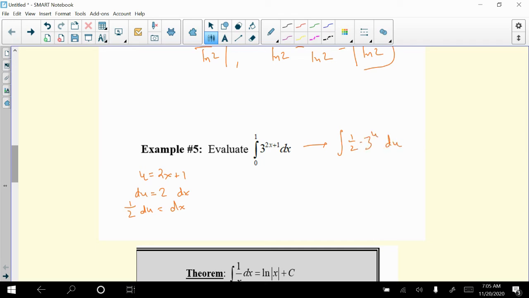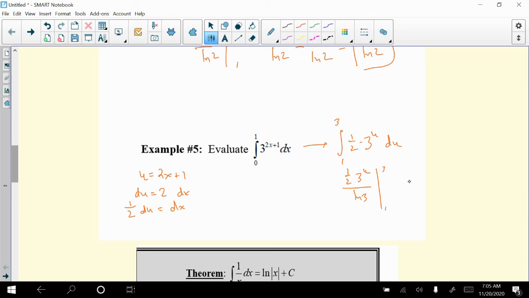And we can go ahead and transform our bounds. If I put 0 in for x, times 2 plus 1 is 1. If I put 1 in for x, times 2 plus 1 is 3. And then we could just leave everything in terms of u. So 1/2 3 to the u divided by natural log of 3, because that's our base, evaluated from 1 to 3.